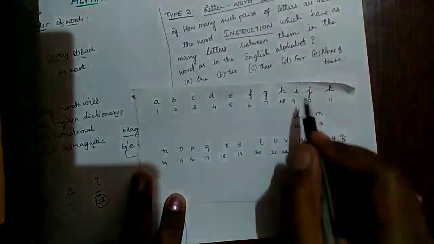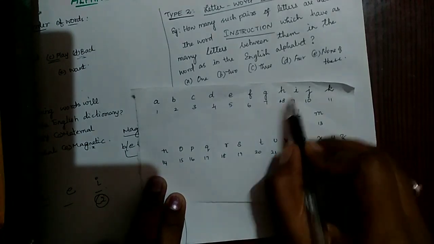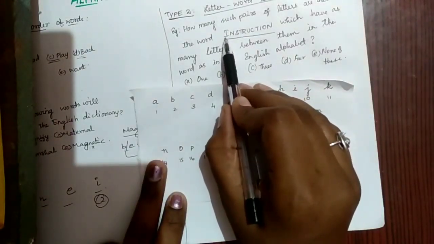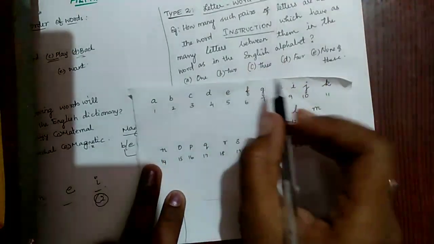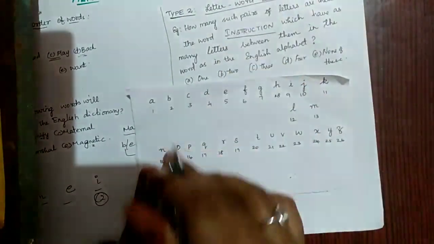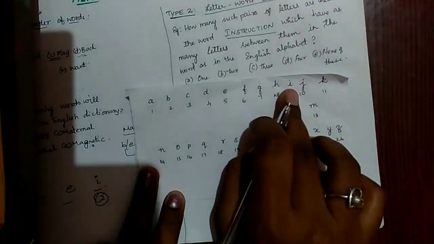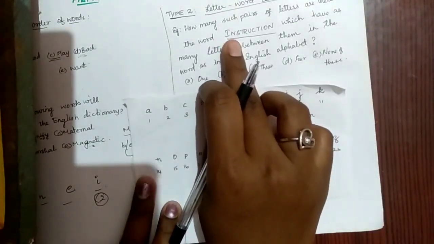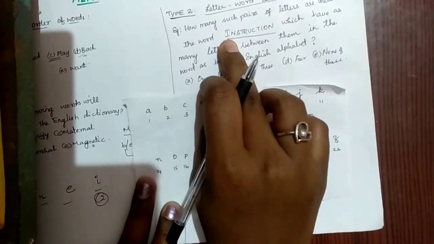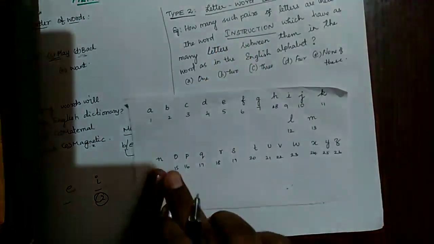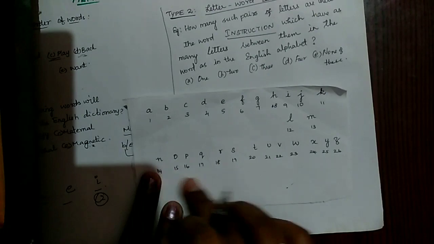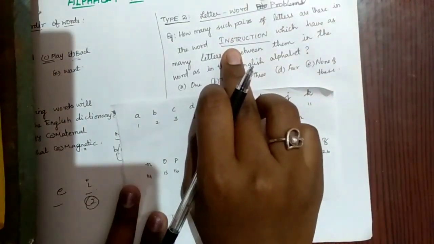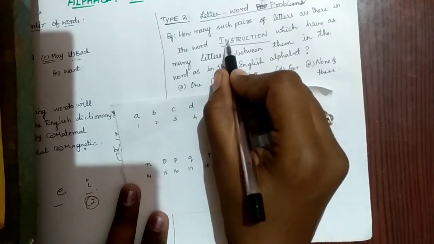I and N. I is here and N is here. In the word, N is preceding I, but in the alphabet N is not preceding I, N is preceding M. So this does not make a pair. Next we check N and S. Are N and S next to each other? No. This also does not match the instruction.